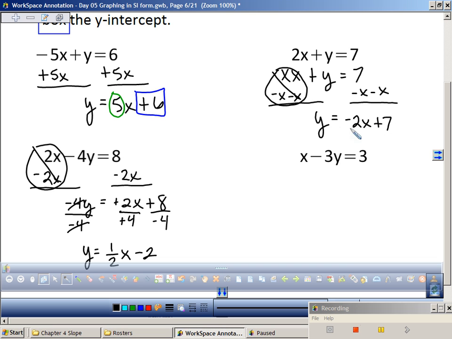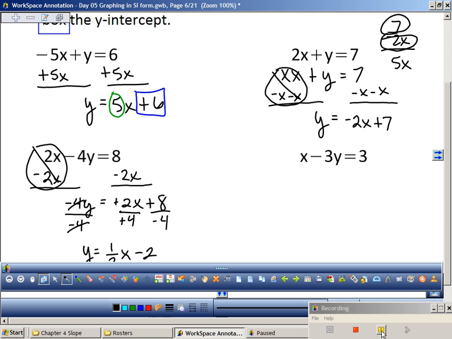So I saw some of you trying to do this. 7 minus 2x equals 5x, right? See how you can't add the two of those? Because this is a number and these are x's. That's why I wrote my x's out like that. So let's try again.